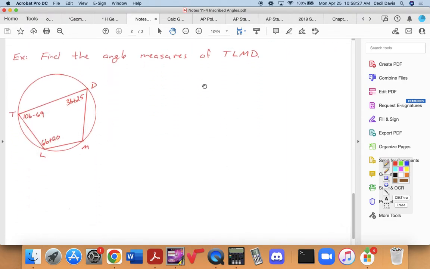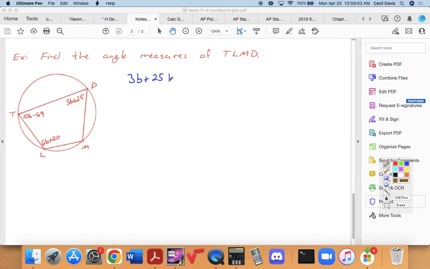All right, so let's find the measure of the angles in TLMD, this weird looking, not quite a trapezoid thing. Well, what we know is that the opposite angles are going to be supplementary. So angle T and angle M are going to be supplementary, and D and L are going to be supplementary. We'll start with D and L because we have an expression for their measures in terms of B. So 3B plus 25 plus 6B plus 20 has to be 180.